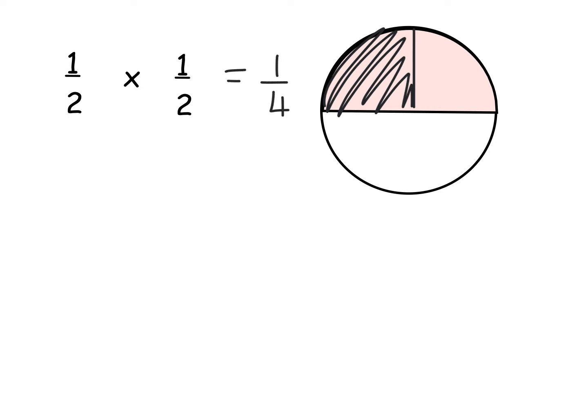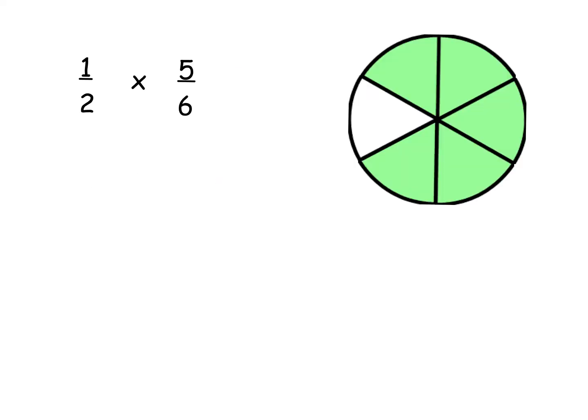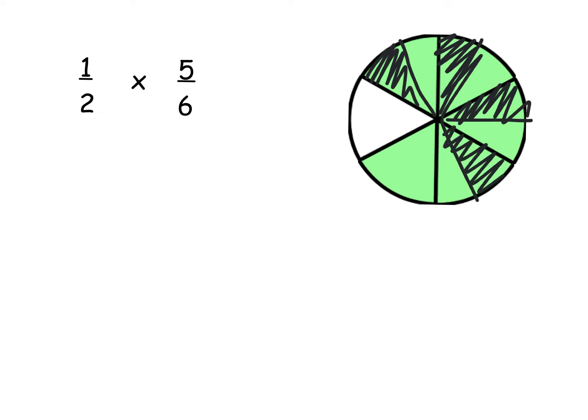So we can visibly see that half of a half equals 1/4. Now, what's actually happening here is we're doing 1 times 1, and we're doing 2 times 2, and we're getting the answer of 1/4. But just to prove it with other numbers, here's another one, half of 5/6. So I'm going to half all of these. So I'm going to take half of that one. I'm going to take half of this 6th, half of this 6th, and the same again.